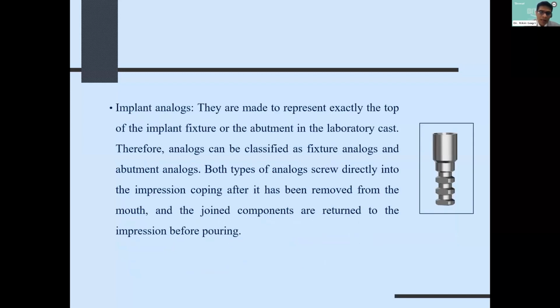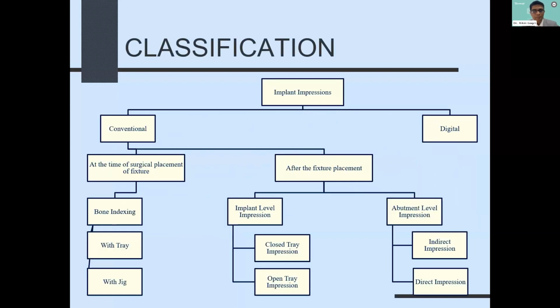Then we have the implant analog or the lab analog, which is nothing but almost a duplicate fixture made out of an alloy and not titanium, which can be used for transferring the position of the implant intraorally into the lab cast. This engages into your impression coping after the impression has been removed, and you screw this into the impression coping and send it to the lab for pouring of the models.